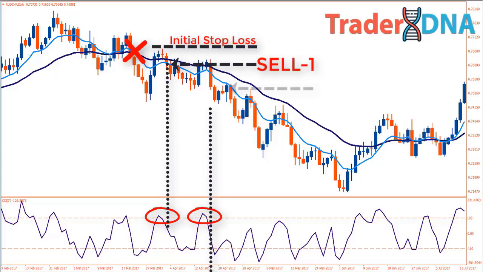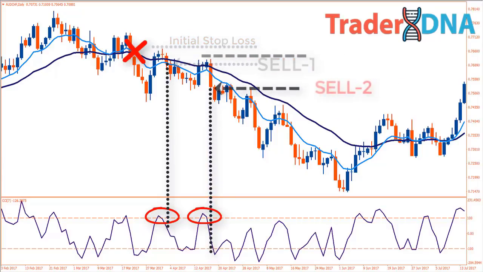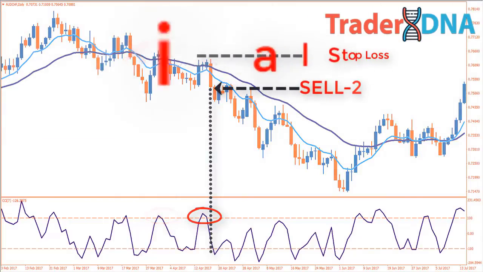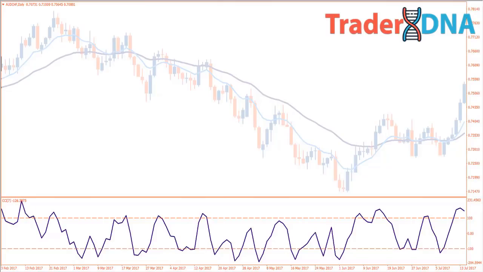CCI moving average crossover is one of the most effective price action strategies you can use in the market. This system allows traders to determine if they want to enter or exit a trade, refrain from taking a trade, or add to an existing position.